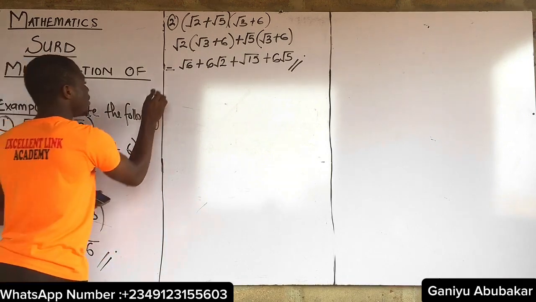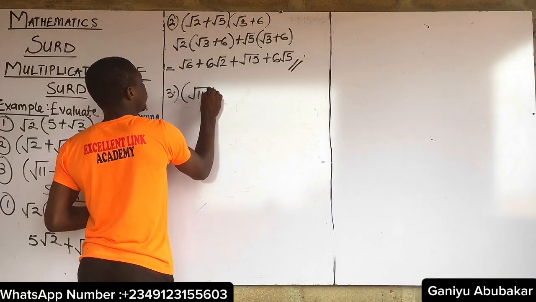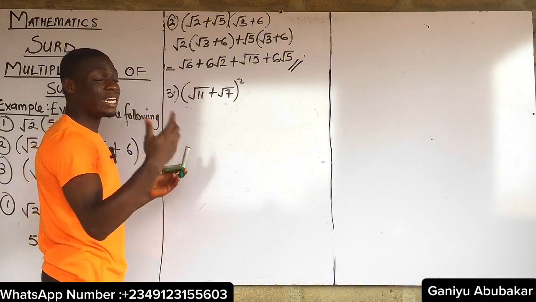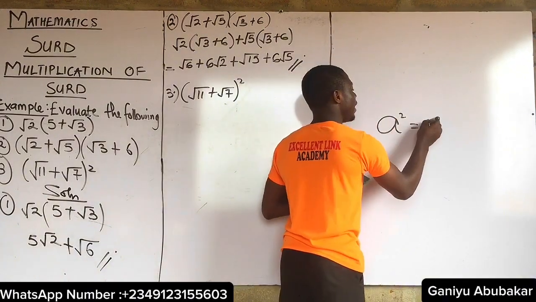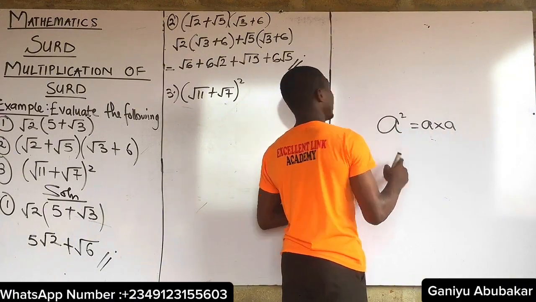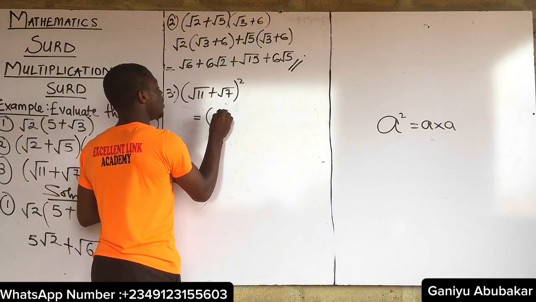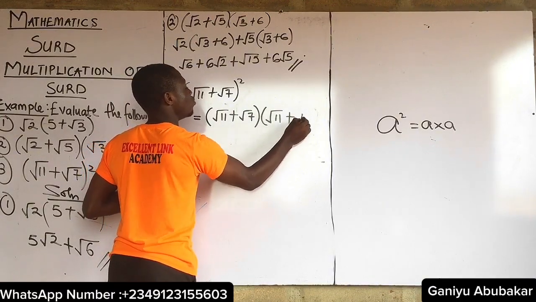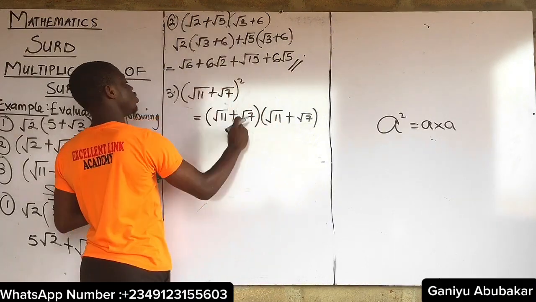Let's do number 3. Number 3 says, if I have the square root of 11 plus root 7, all squared. From the idea of indices, if I have a raised to power 2, this means a times a, which will give a squared. So for this one now, the expansion becomes root 11 plus root 7 multiplying root 11 plus root 7. That's the meaning of this question here. So apply the same concept I use here to this one.